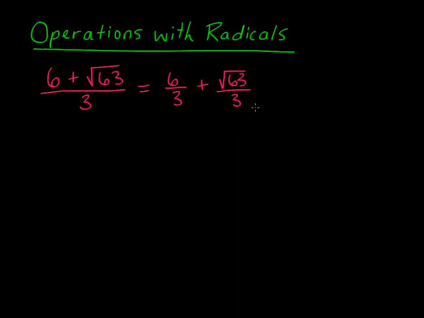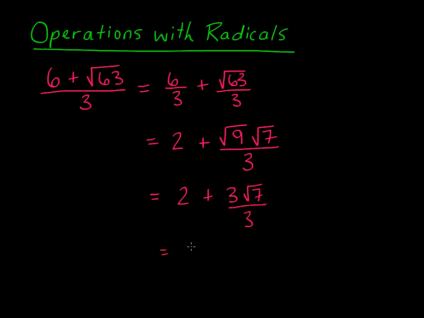So it's kind of like undoing the addition of two fractions. Now, if we split this up into two fractions, we can actually simplify this further. So 6 over 3 we know is 2, and the square root of 63 we can simplify by breaking it down into the square root of 9 times the square root of 7, because 9 is a perfect square number that will go into 63. Square root of 9 is 3, so we get 3 root 7 over 3, which simplifies to just root 7.